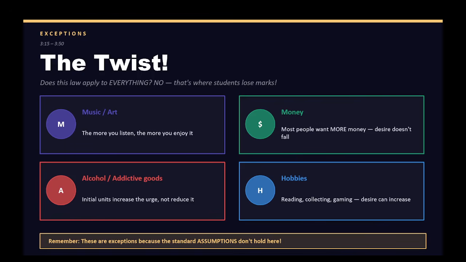So there's a twist here. There are exceptions to this law of diminishing marginal utility. Does this law apply to everything? No, and that's where students lose marks. Here are the exceptions. Music and art. The more you listen, the more you enjoy it. This is the beauty of music or art, right?